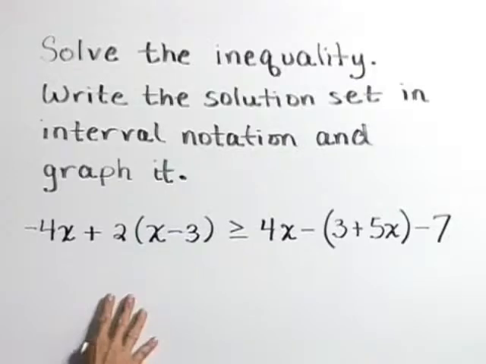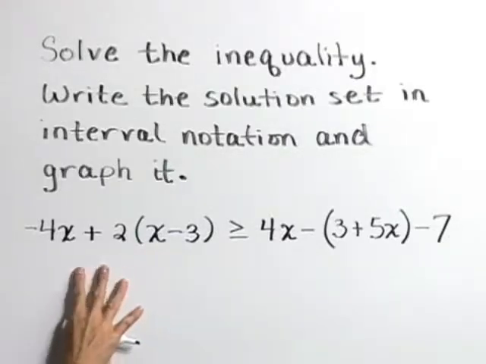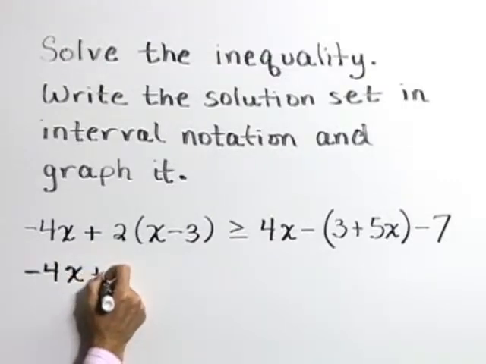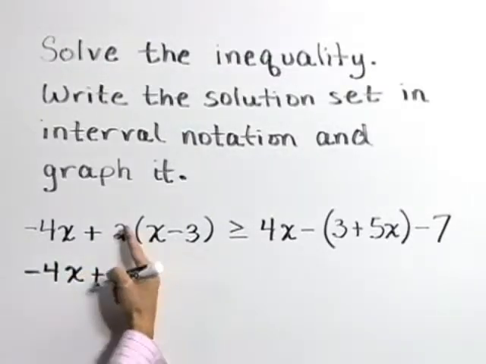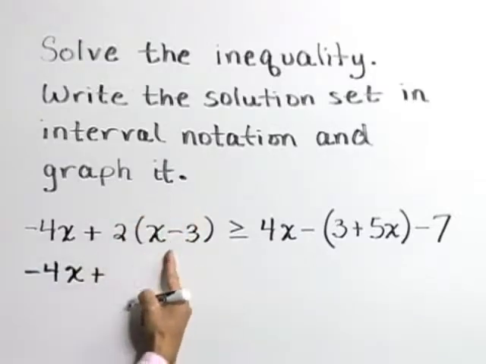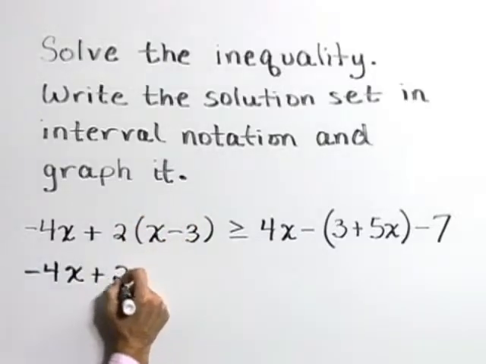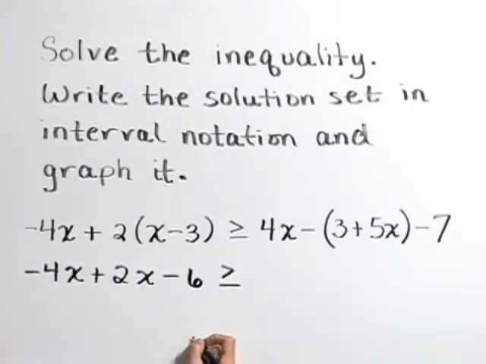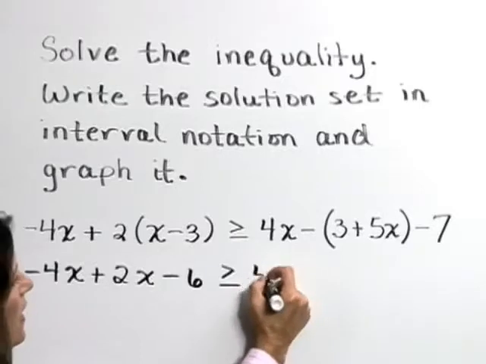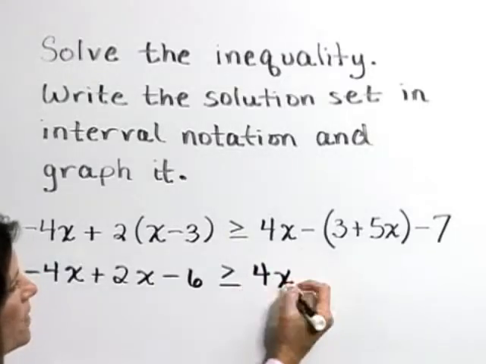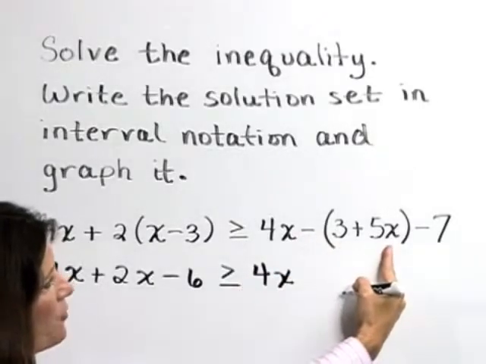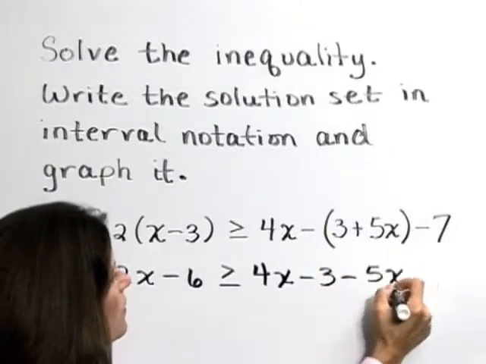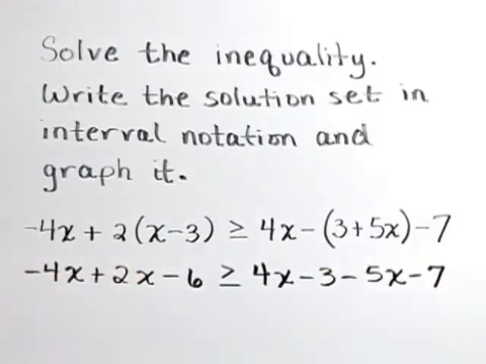Let's start by simplifying both sides as much as possible. On the left-hand side, we have a negative 4x plus, using the distributive property and multiplying 2 times both terms in parentheses, we have a plus 2x and a minus 6. That's greater than or equal to, on the right-hand side, we have 4x. Distributing our minus sign into the parentheses gives us a minus 3 and a minus 5x, minus 7.